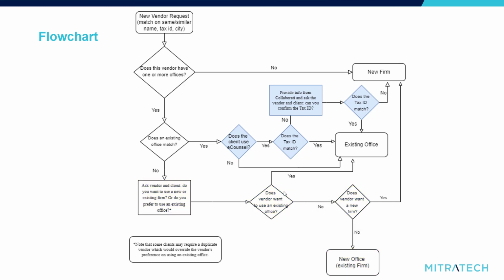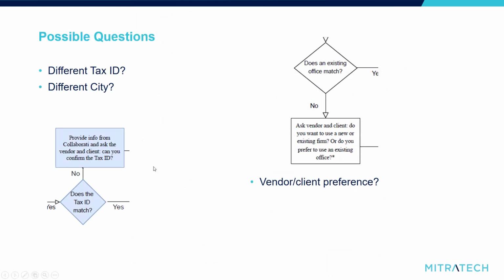So use the flowchart to help you with the decision. Note also that there are some blue shapes. These are questions for eCounsel clients that have special requirements for the tax ID. If you use any of these rectangle boxes, you may need help with the discrepancies, such as, is there a different tax ID? Or do you think the vendor has a preference?